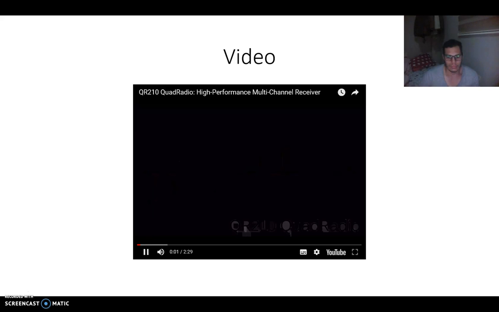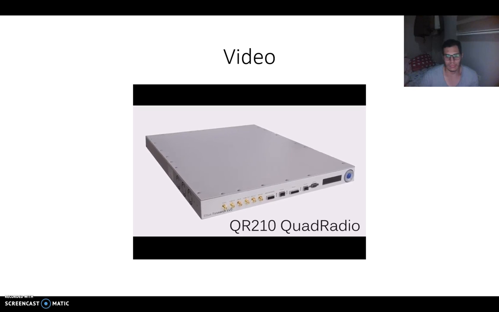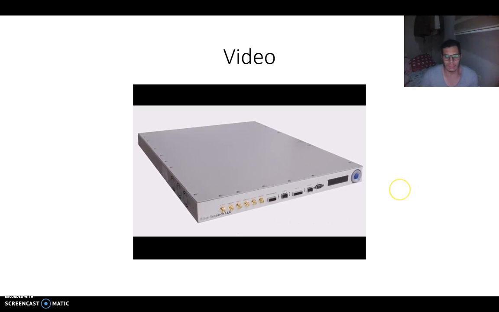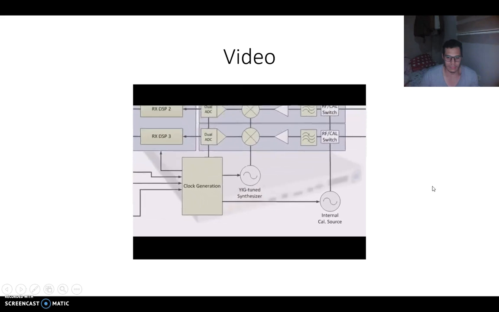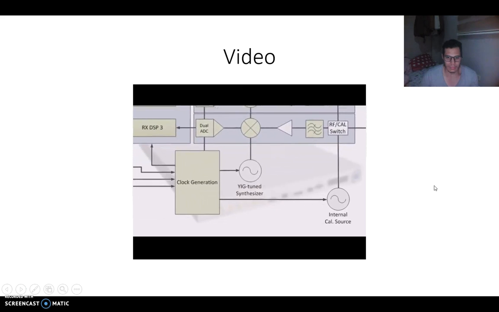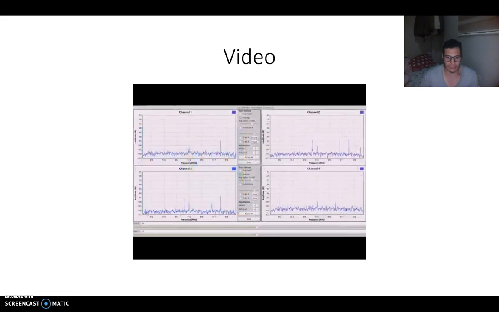The UR210 quad radio is a high-performance four-channel receiver which can be used to build scalable phased array systems. The UR210 contains four channels that can tune from 700 MHz to 4 GHz. Each channel contains a preselect filter bank, direct conversion mixer, and 120 megasample per second ADC. All channels share a common YIG-tuned local oscillator and internal self-calibration source. This hardware configuration provides superior dynamic range, selectivity, and channel-to-channel alignment.